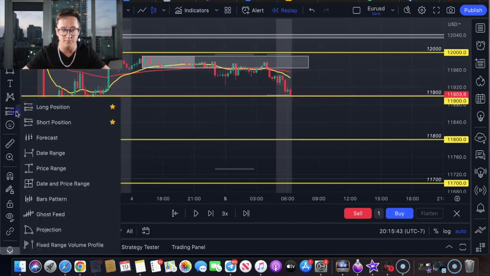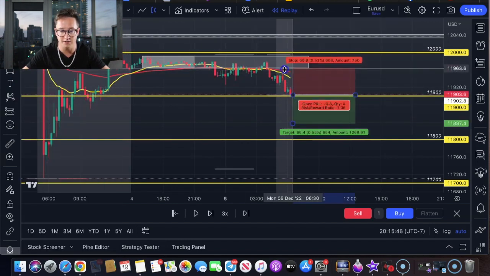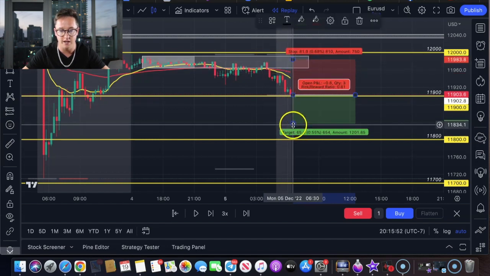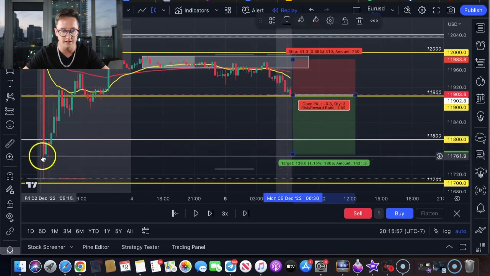So what I'm going to do is set up my position. Okay, I'm going to go short. I'm going to have my stops, let's say like right above this high right here to be safe. And then for my take profit, I'm going to aim for this previous low right here.